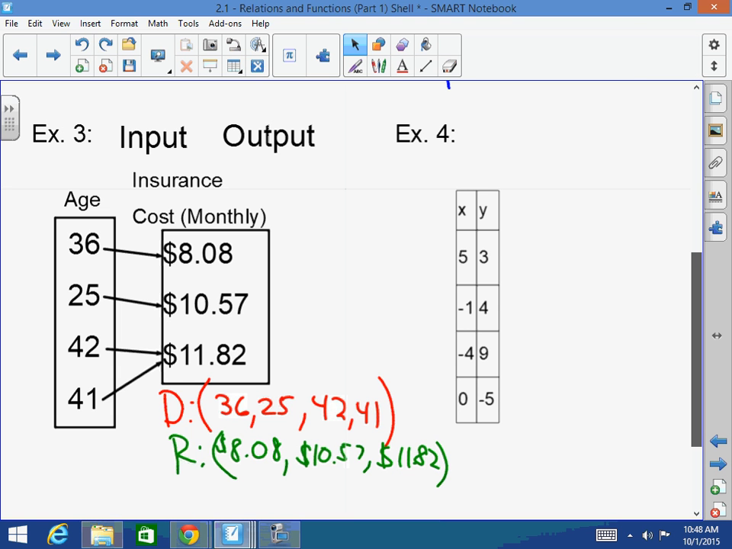This is different than a graph because there's no numbers in between. These are particular values that they're giving you. How about, for example, number 4? What's the domain here, my brothers?